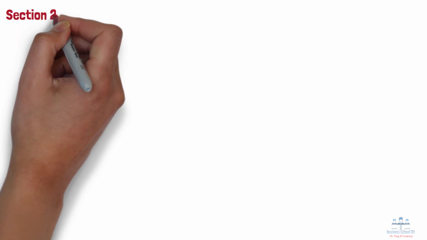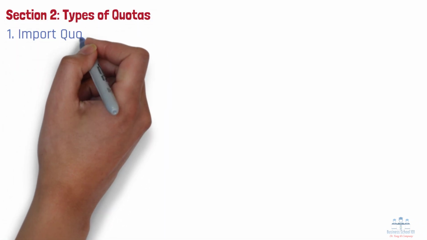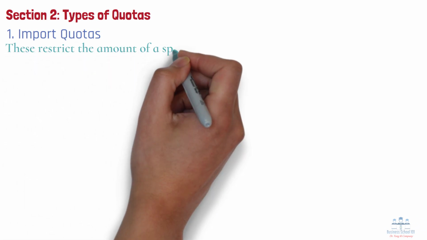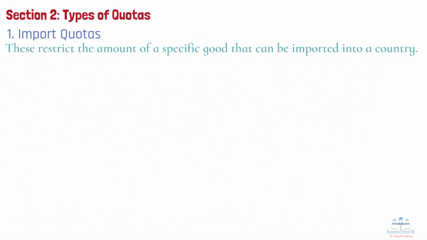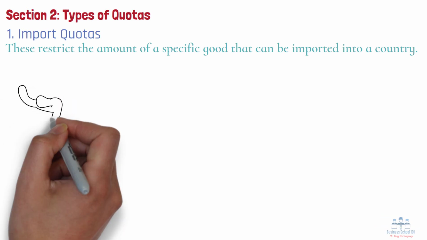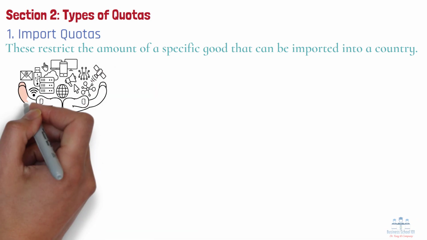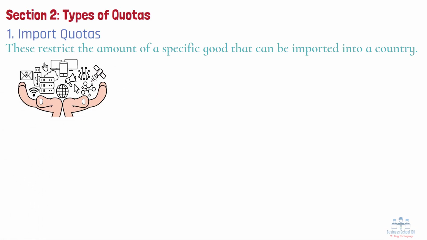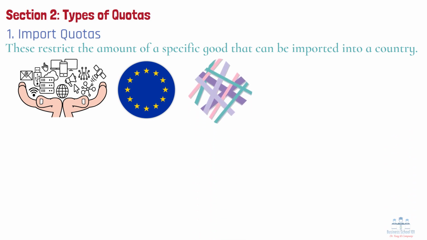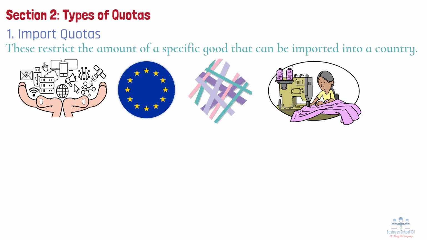Section 2. Types of quotas. There are two main types of quotas. Number 1. Import quotas. These restrict the amount of a specific good that can be imported into a country. Import quotas are used to protect domestic industries from foreign competition by limiting the availability of cheaper imported goods. For example, the European Union imposes import quotas on textiles from countries like Vietnam and Bangladesh to protect its domestic clothing manufacturers from being flooded with low-cost imports.